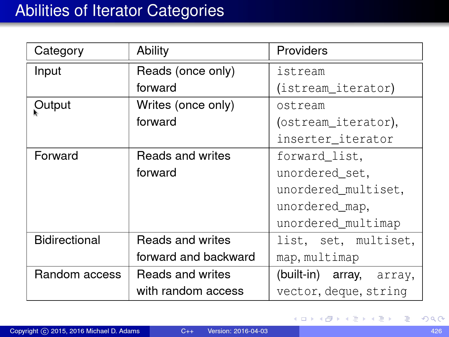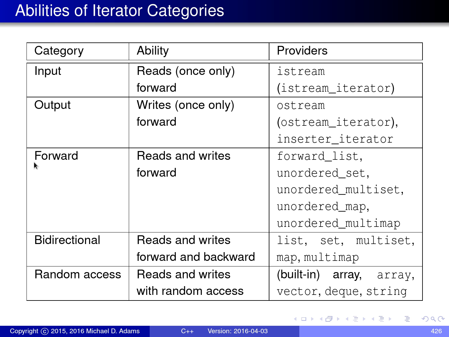The next category is output iterators. Output iterators can only be used to write data, and you can only write the data once. In other words, you can only dereference the iterator once, and you can only access the data in the forward direction. An example of an output iterator is the ostream_iterator, which allows you to write to an ostream, to an output stream, using an iterator type interface.